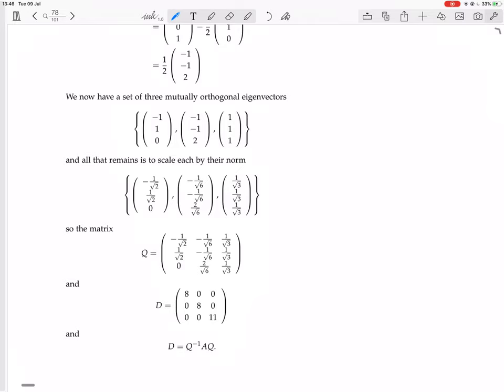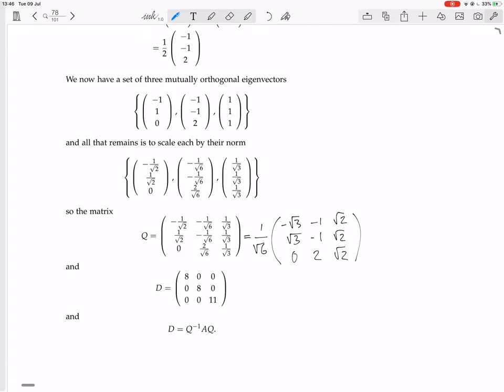Let's check it. The first thing is that Q could be written in a way that's more amenable to working with, because I could factorize out 1 over root 6. Then this first column would have minus root 3, through 0. Here we'd have minus 1, minus 1, 2, and here you'd have root 2, root 2, root 2, right? Yeah, okay. I'm just trying to get rid of the fractions from Q. The next thing we need to remember is what Q inverse is. Q inverse is actually Q transpose, because we found this Q was orthogonal, so its inverse is its transpose. There's no need to check that. If it really is true, it'll work out, and if it isn't true, then it won't work out.